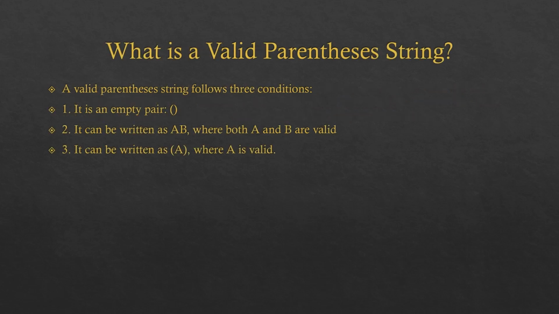So what exactly is a valid parenthesis string? A valid parenthesis string satisfies three conditions. First, it is an empty pair. Second, it can be written as AB, where A and B are valid parenthesis strings. Finally, it can be written as an opening parenthesis, A, and a closing parenthesis, where A itself is a valid parenthesis string.